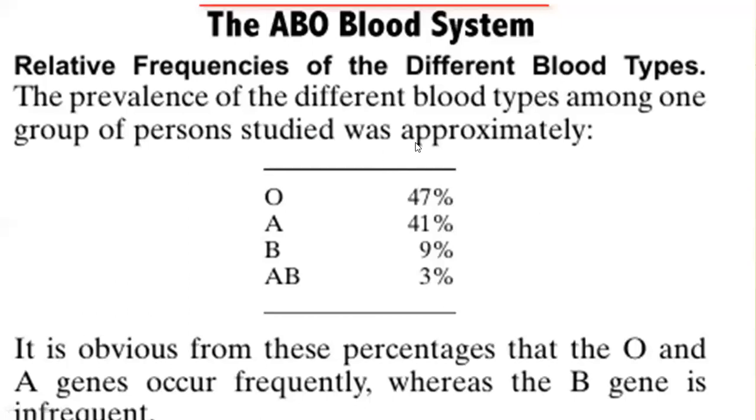So you need to remember this: blood group O has the majority, 47%, blood group A 41%, then blood group B 9%, and AB 3%. It's very easy to remember that. So in practical now, let's look at blood typing and cross-matching.